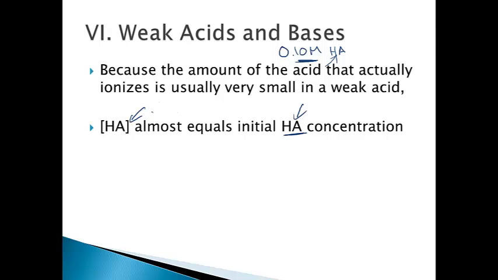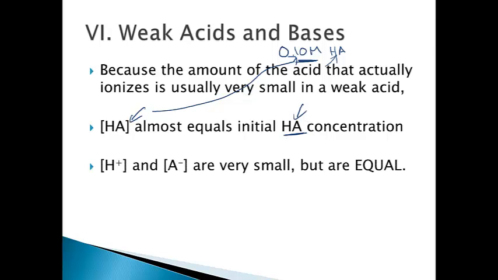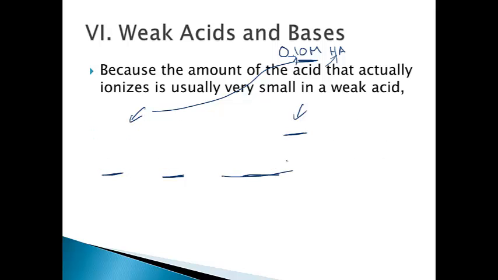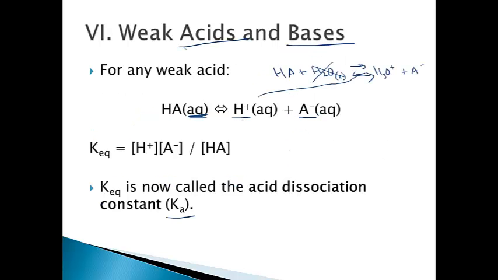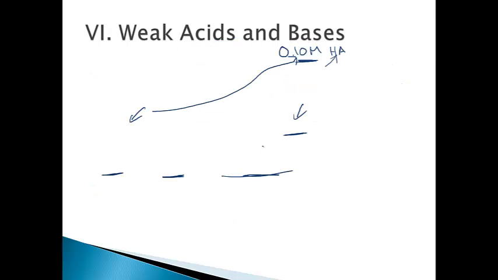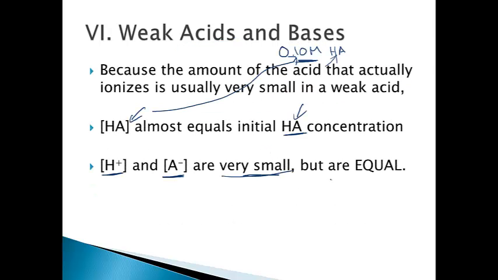If you guys were in regular chemistry, we would say that this equilibrium concentration would be equal to the concentration of the acid. But you guys are in honors, so you have to take into account the amount that breaks up. And we know that HA, H plus and A minus are small, but because they break up into a 1-to-1 mole ratio, their concentrations will be equal to each other.